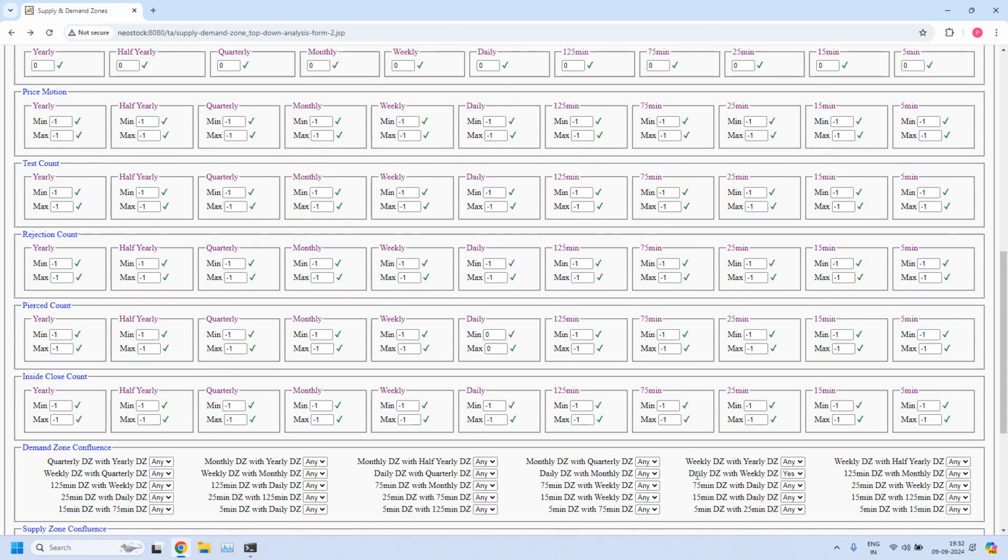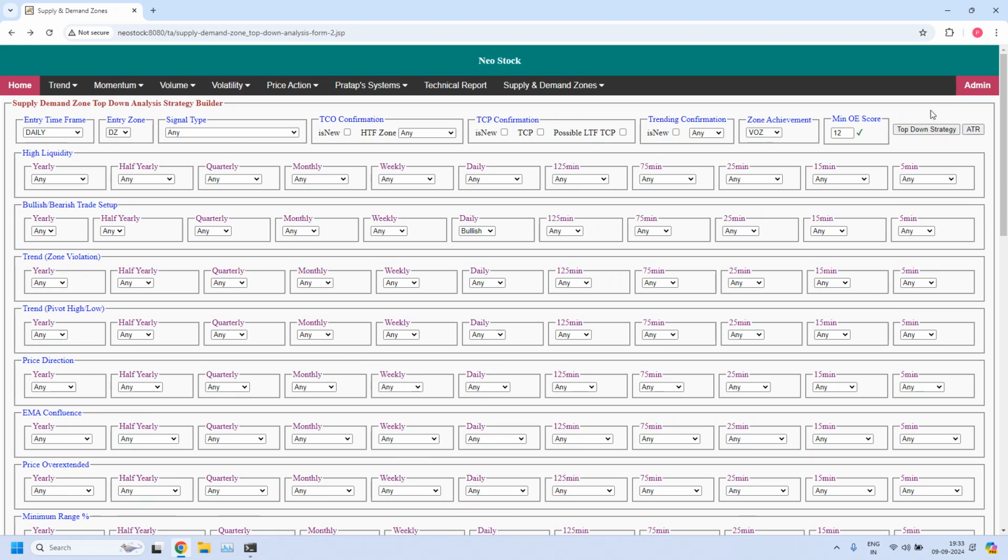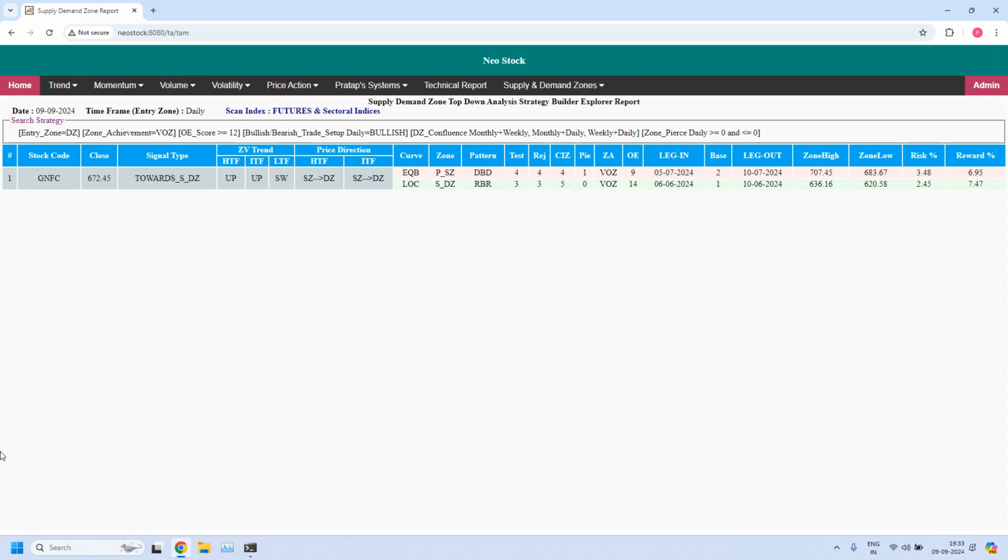So already here daily and weekly is enabled, and remaining 2 filters. Daily demand zone with monthly demand zone I am enabling, and also weekly demand zone with monthly demand zone I am enabling. With all the 3 filters, we got only 1 stock.